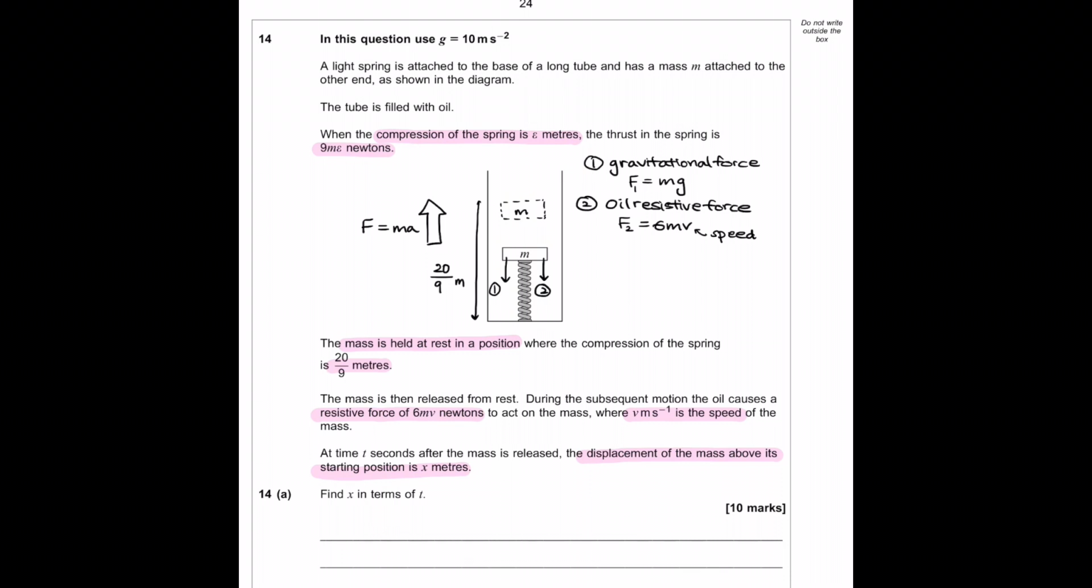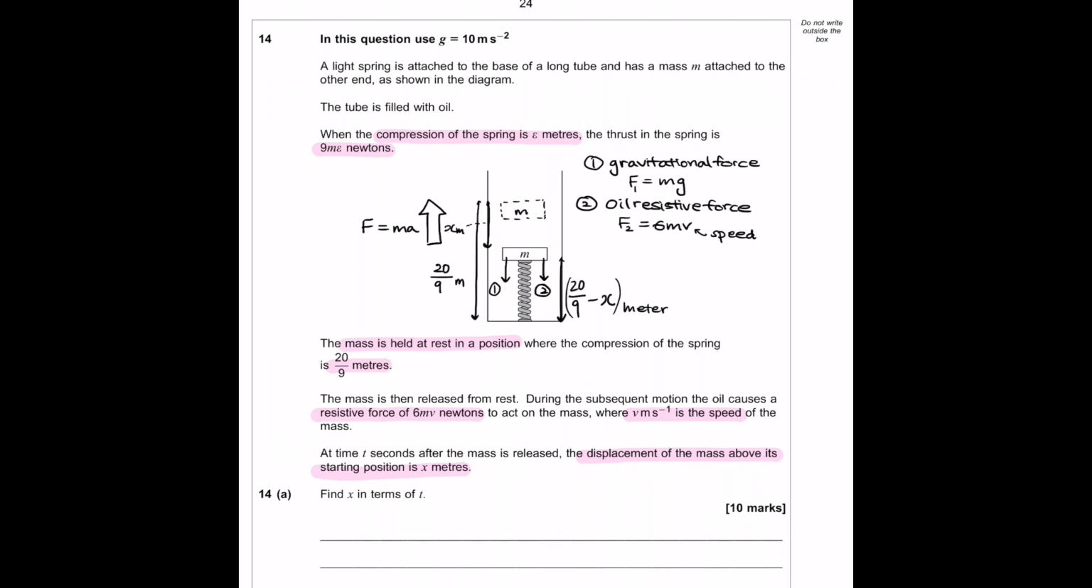But in the question, it's saying that it moved up x meters from the starting position. So this movement is x meters. Then what would be the height between the bottom of the tube and the initial position of the mass? It's a subtraction of them: the height of the equilibrium point minus how much it moved up from the initial point. So that much in meters.